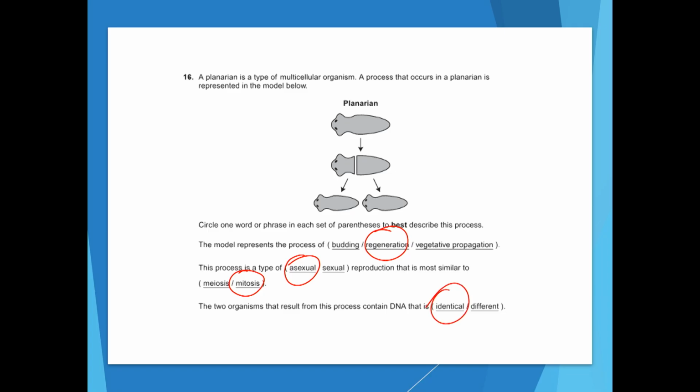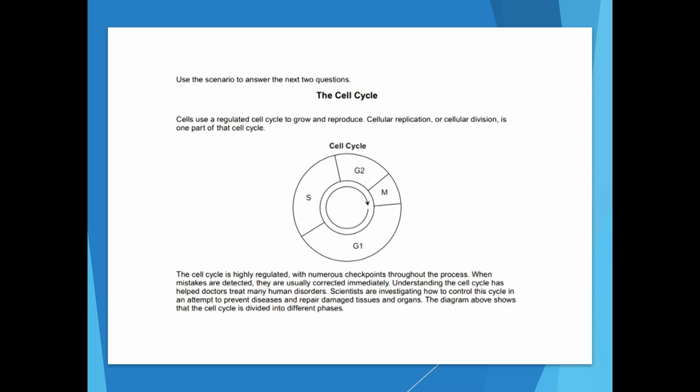So this is asexual because we only have one parent. We don't have two parents, so that means it's asexual. It's very close to mitosis because these two individuals are going to be identical at the end of this whole process. Remember, mitosis makes two identical cells. Meiosis makes four unidentical cells, okay? Let's keep it going. Y'all are doing great.